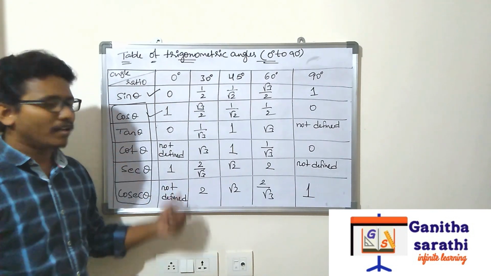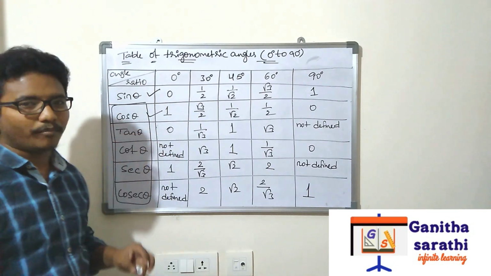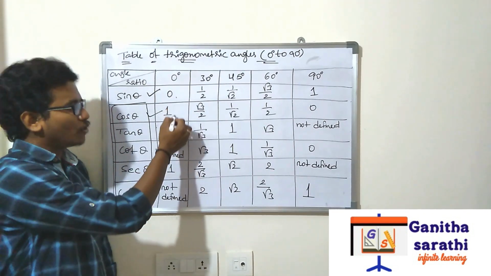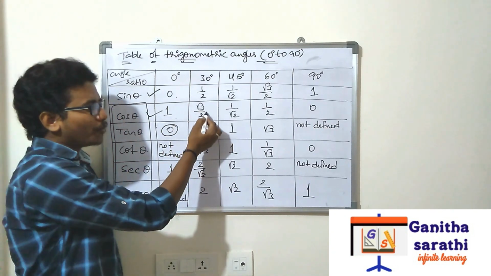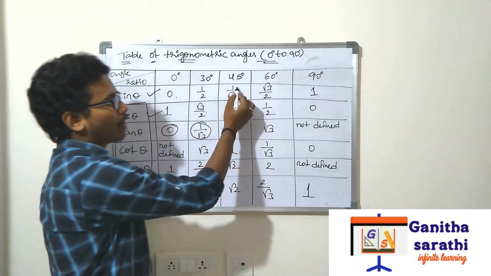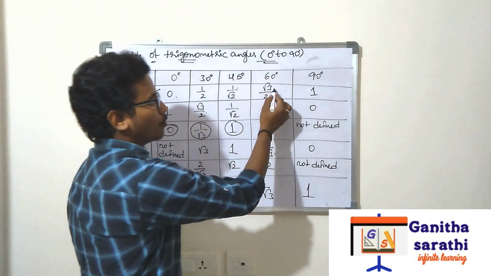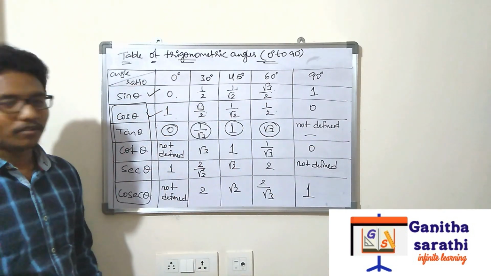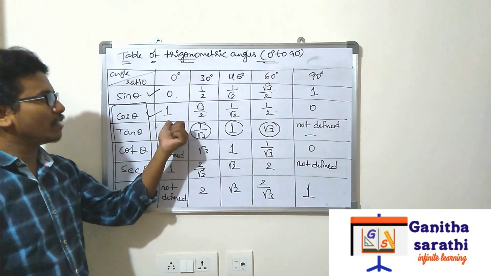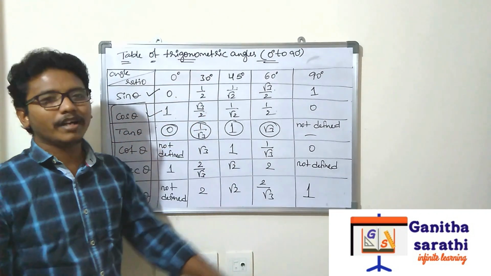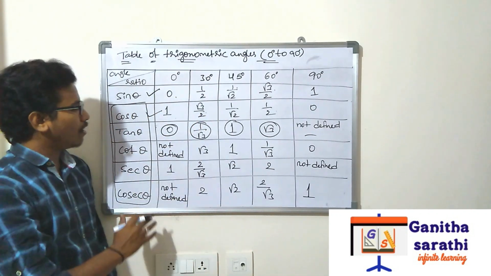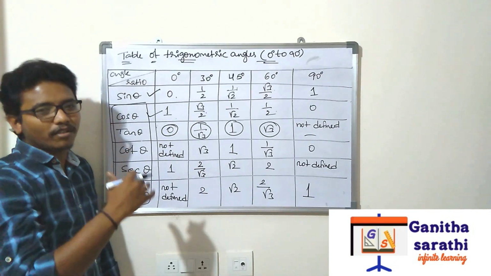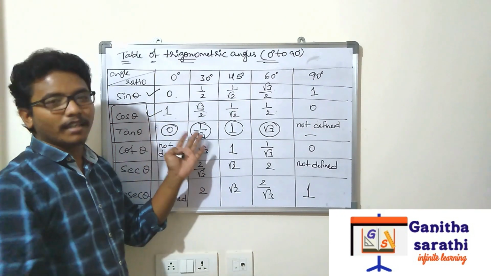You know the formula of tan theta, right? Previously I have discussed. Tan theta is sine theta by cos theta. 0 by 1, 1 by 2 by root 3 by 2, next 1 by root 2 by 1 by root 2, root 3 by 2 by 1 by 2, 1 by 0 will be not defined. Got it? If sine and cos values are perfect for you, then you can take all the values. Tan will be sine by cos. If sine value and cos value is there, you can easily write the tan value.